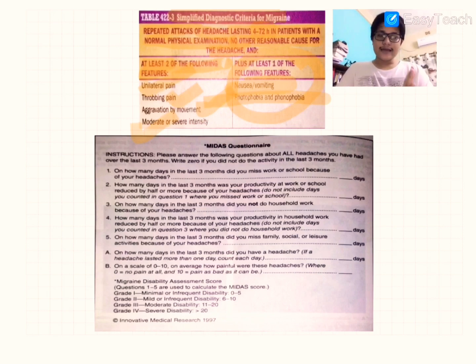I am not discussing other types of headaches, but please note that if this goes beyond 72 hours, then it cannot be migraine. This is definitely not migraine. And there is this MIDAS questionnaire, which is used to assess the disability associated with migraine, and there are 7 questions, and then we calculate the total and assign a grade. So this was first published in 1997. Right, so that's a brief introduction into the topic of migraine, and now let's slowly move on to the pharmacotherapy.